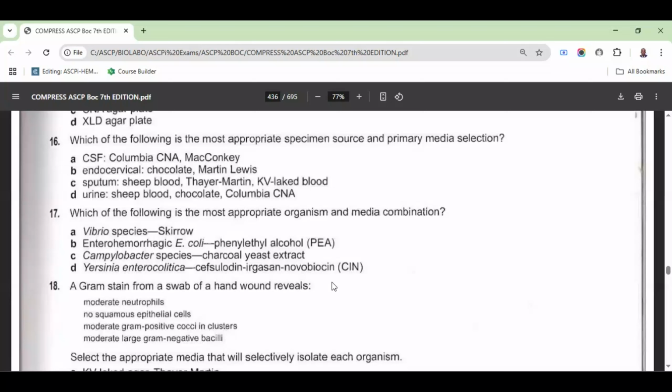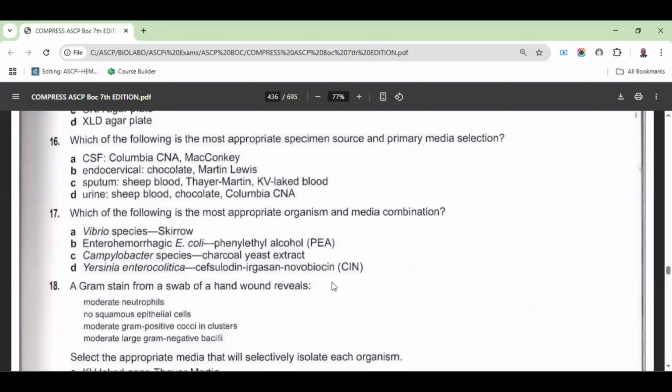CSF is a body fluid, a very sterile body fluid, and we use CNA as a selective medium when the sample is really very contaminated. I mean, can I say contaminated or mixed? We can call it mixed microorganisms. When we want to prefer only gram-positives, especially staph and strepto, we use CNA. We don't use it when the sample is not that contaminated or mixed, especially mixed flora in the sample.